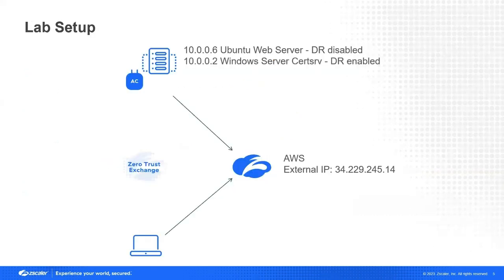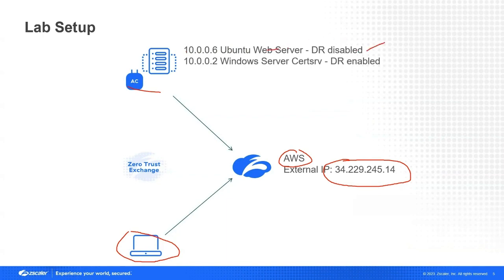So here's our lab setup. This is the laptop machine that we're on. We're going to use it as a test user. Our private service edge is in AWS, and it has this external IP. In our data center, we have an app connector, and we have two servers. First server is an Ubuntu web server. We will not enable DR here. And the second server is a Windows server, certificate authority services page, and we will enable this for DR. So the expectation is when the DR is triggered, we will have access to this Windows server, but we will not have access to this Ubuntu web server page.